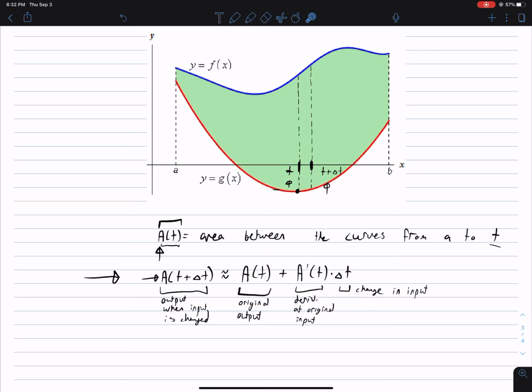And once we find out this formula, we'll be able to make t anything. So we can make it b and find the answer to this problem. But for right now, I'm going to keep it at t, and it should make things a little bit simpler. And just to reiterate, the output of this function is the area between the curves from a to t. So it'll be all of that.